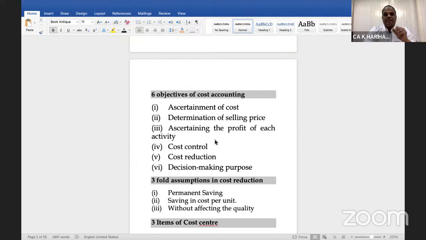Ascertainment of cost, okay. Determination of selling price, okay. Ascertainment of profit also, okay. Then everything is for the purpose of decision making only. But two more things are there in between. What are they? Yes, cost reduction and cost control.